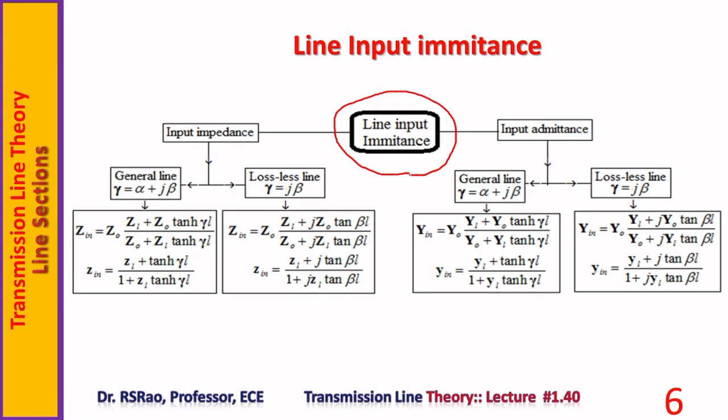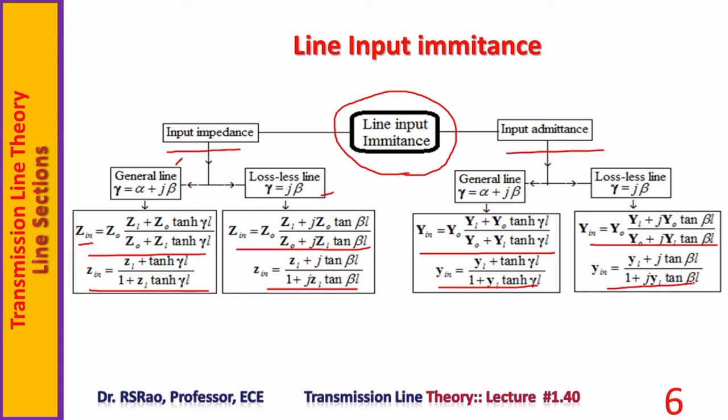Line impedance, line admittance, line input impedance, line input admittance: their expressions are shown here. Input impedance, input admittance. For a general line it is alpha plus j beta; for a lossless line gamma is simply j beta. This is the input impedance general expression, this is the normalized impedance, and this is for the lossless line. This is the general line admittance, and this is normalized. For a lossless line, this is the general expression, and this is the one involving normalized admittance.